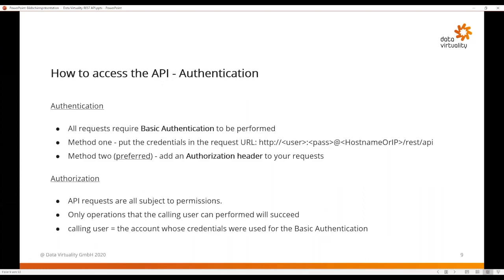Authentication. All requests against the API require basic authentication. There are two ways that you can do it. One is you put your username and your password inside the URL that you're going to call, which is obviously not a very convenient way, and which is also very risky, because everyone reading your URL can just get your credentials. The preferred way is to add an authorization header to your request, and this authorization header contains the base64 encoding of your credentials.